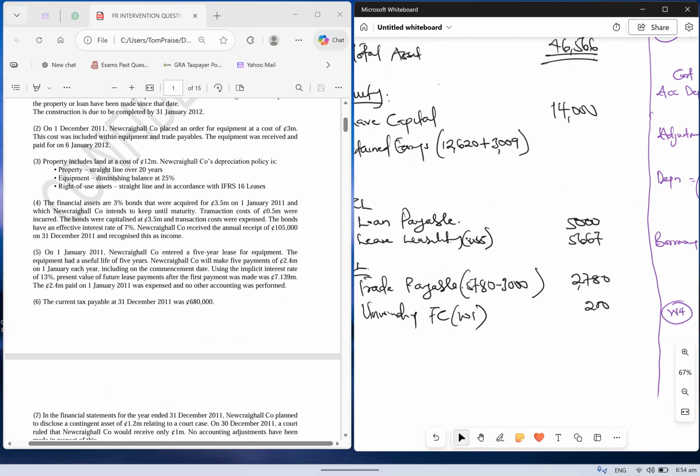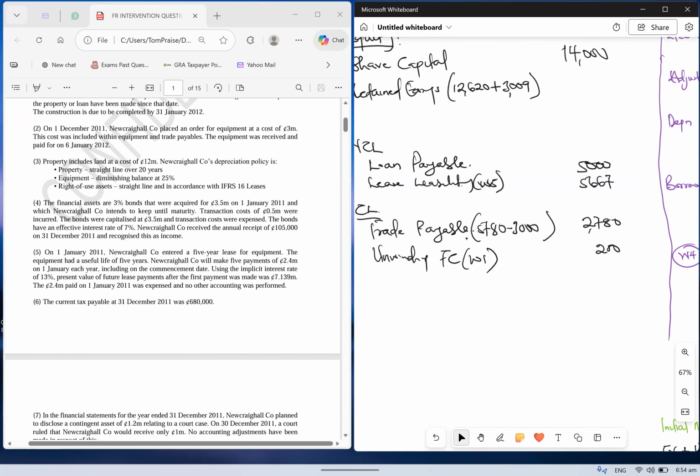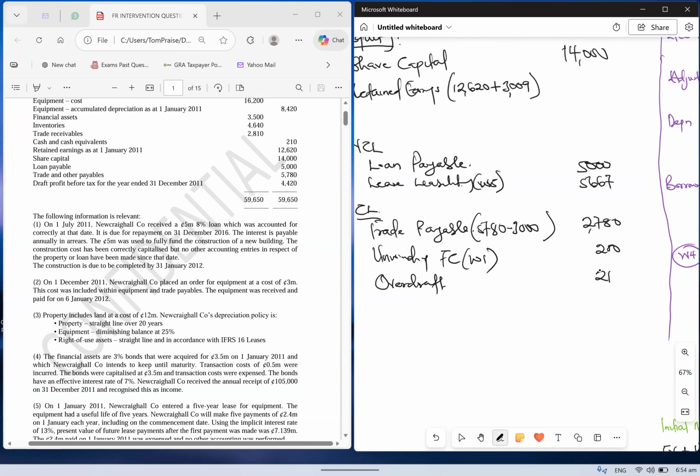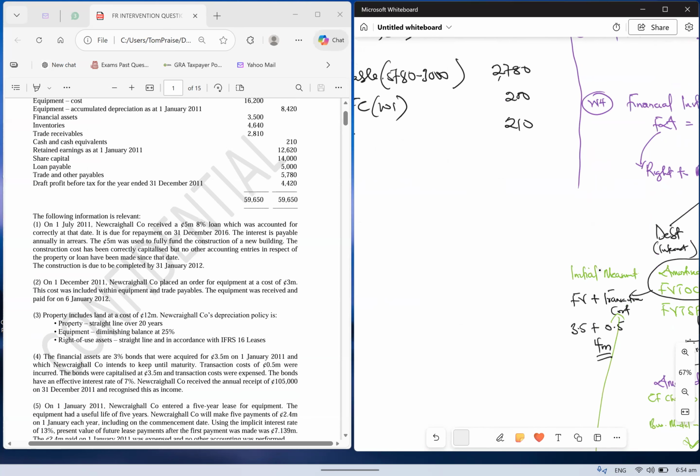Okay. So that is it for this part. Then what else? Have we missed out anything yet? Tax, eh? Overdrafts, which was 210. Then the tax. Tax was how much? The one we did.